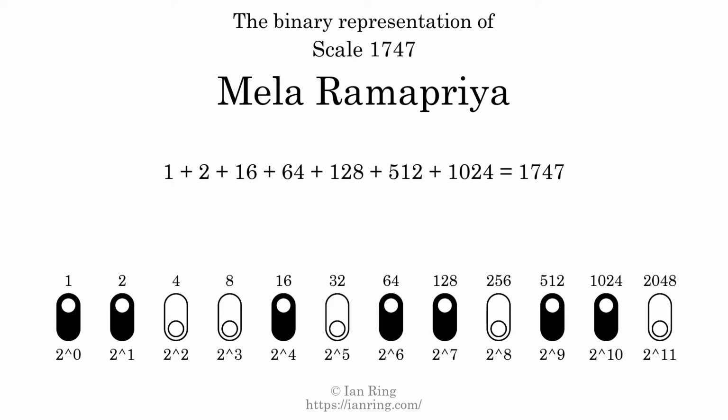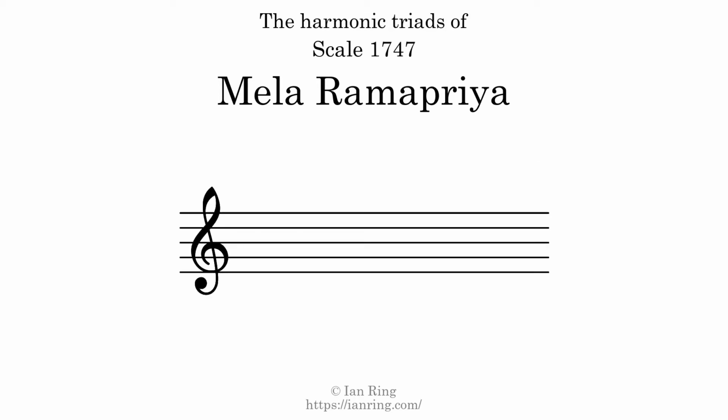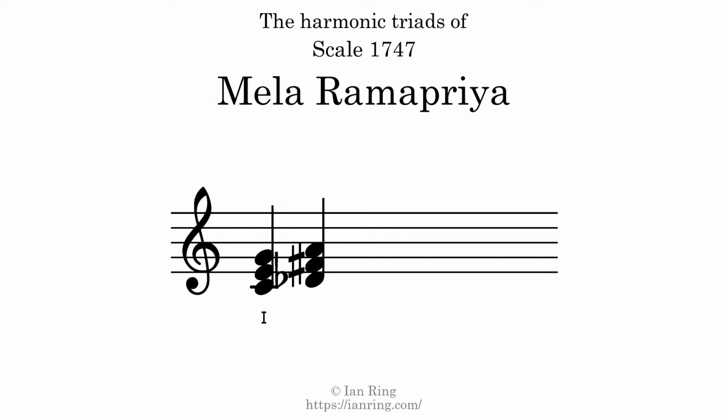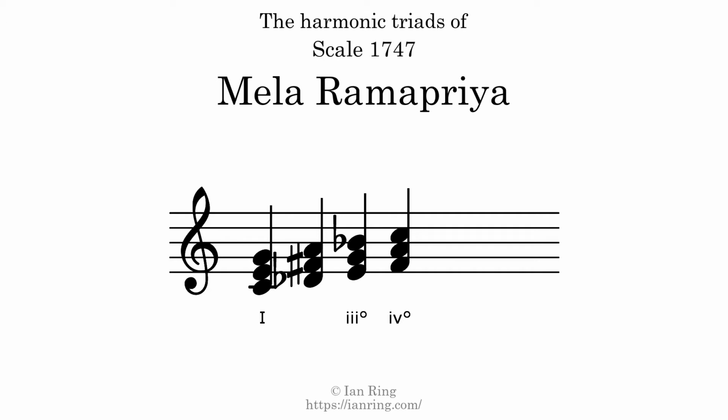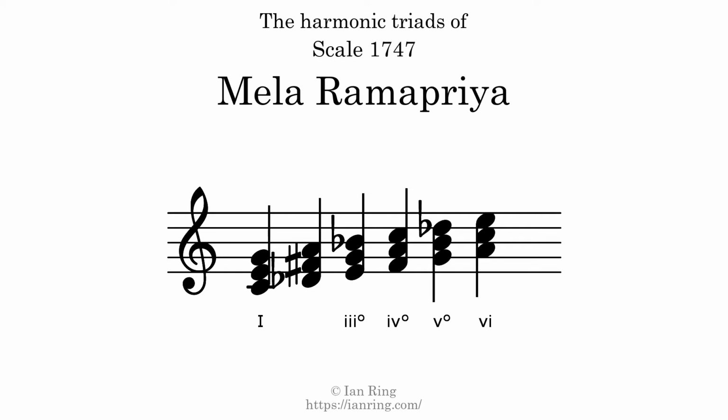That is why the scale number, in decimal, is 1747. The scale number not only enumerates the scale with a unique index, but it also literally describes the tonal content of the scale. Represented as a binary number in base 2, the scale number is 0110110100011. Here are the harmonic triads present in this scale: major, unnamed, diminished, diminished, diminished, minor, unnamed.